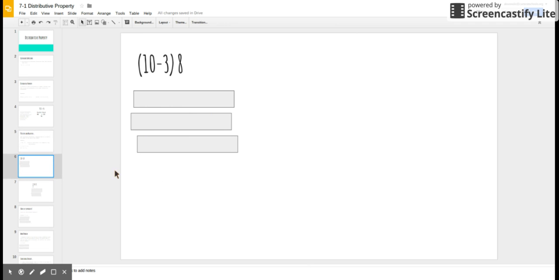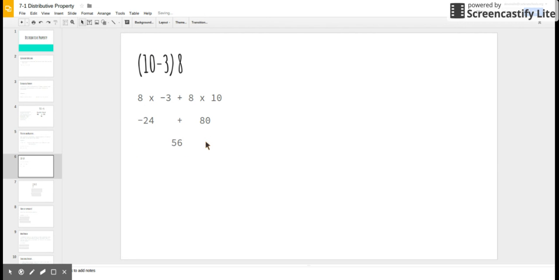All right, here's our next example. We have (10 minus 3) times 8. We're going to go this way: 8 times negative 3 and 8 times 10. And then you're going to find the total. So 8 times negative 3 is negative 24. 8 times 10 is 80. And then you're just going to add the two numbers and get 56.